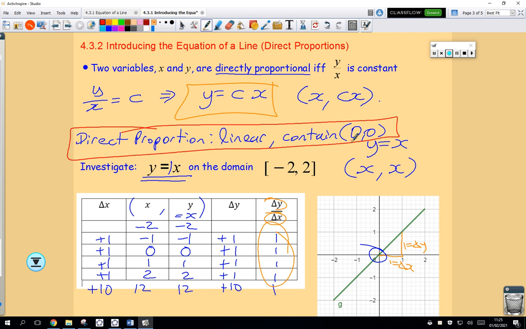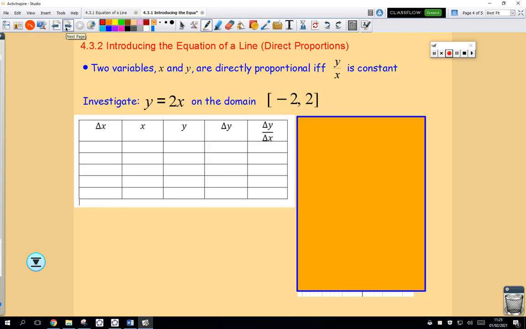Let's look at another example here. Now I've said y equals 2x. Notice x and y are proportional here, because if y over x is constant, that means y is some constant multiplied by x. Here y is 2 times x. Notice the coefficient of x is 2. Again, we're looking at the domain negative 2 to 2, so I'm just going to put in values for x: negative 2, negative 1, 0, 1 and 2. There are infinitely many numbers between negative 2 and 2. I've just selected 5. Why? Because they're integers and they tend to be easier to deal with.